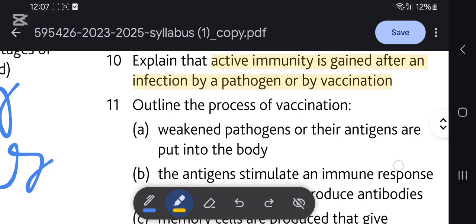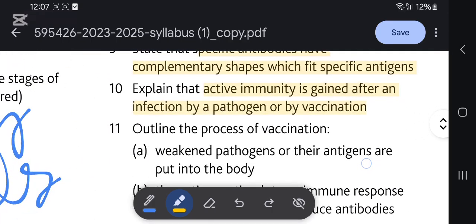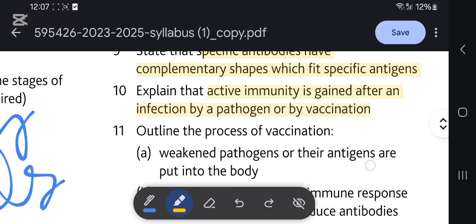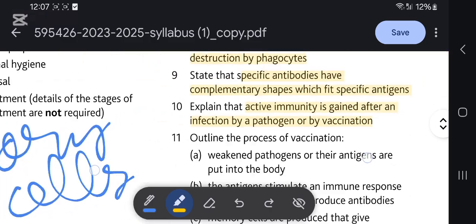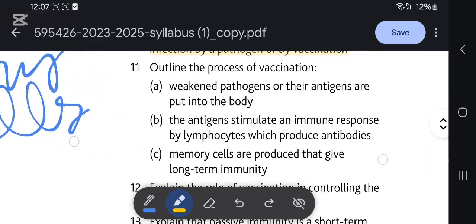Whenever memory cells are produced, it's active immunity. Now memory cells are produced, and you are going to be immune to that pathogen. If you ever get that pathogen again, without you getting sick or getting any fever, the antibodies and white blood cells will fight that pathogen. And also by vaccination.